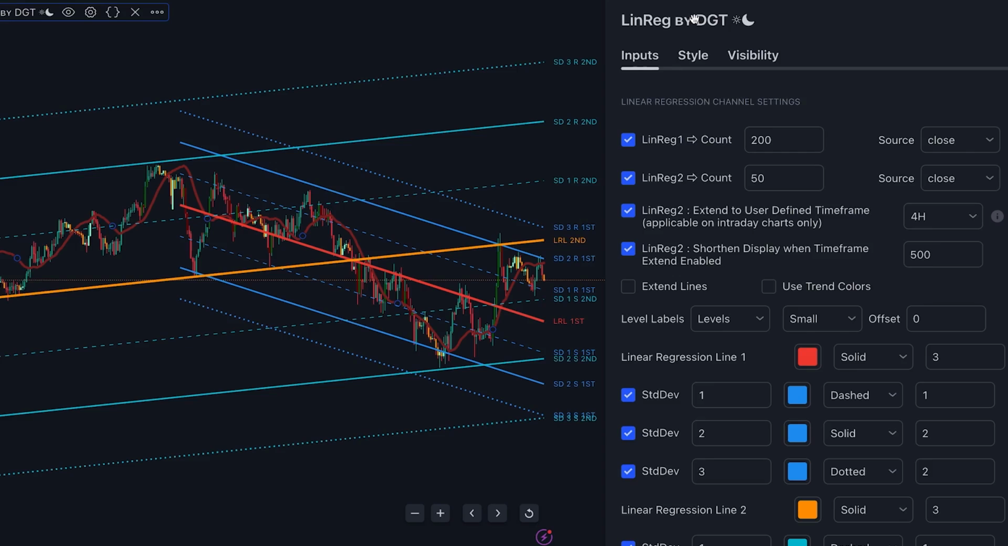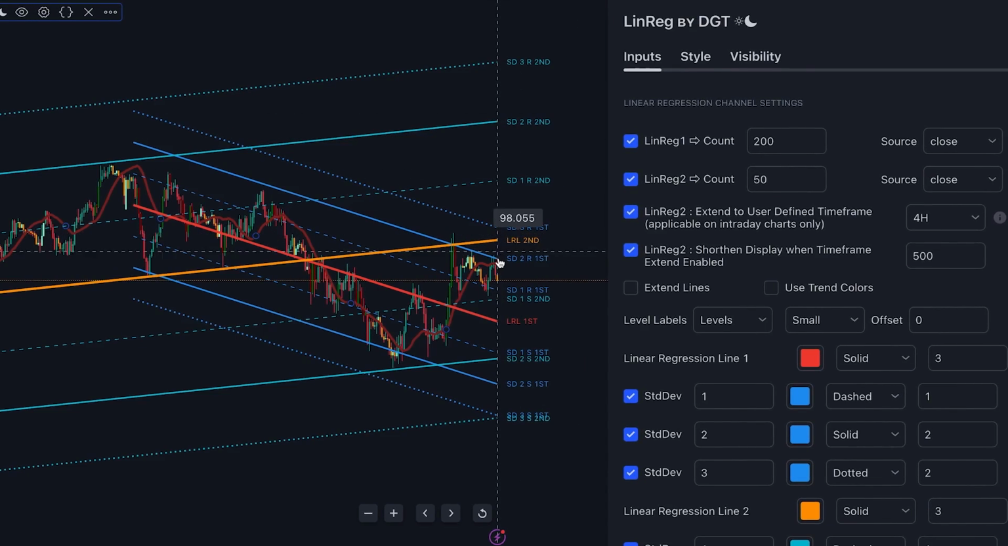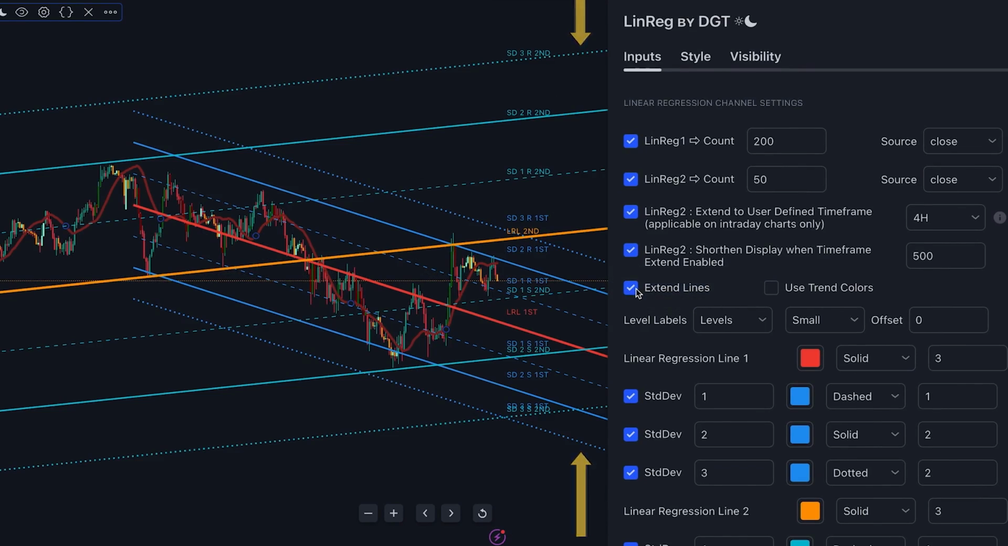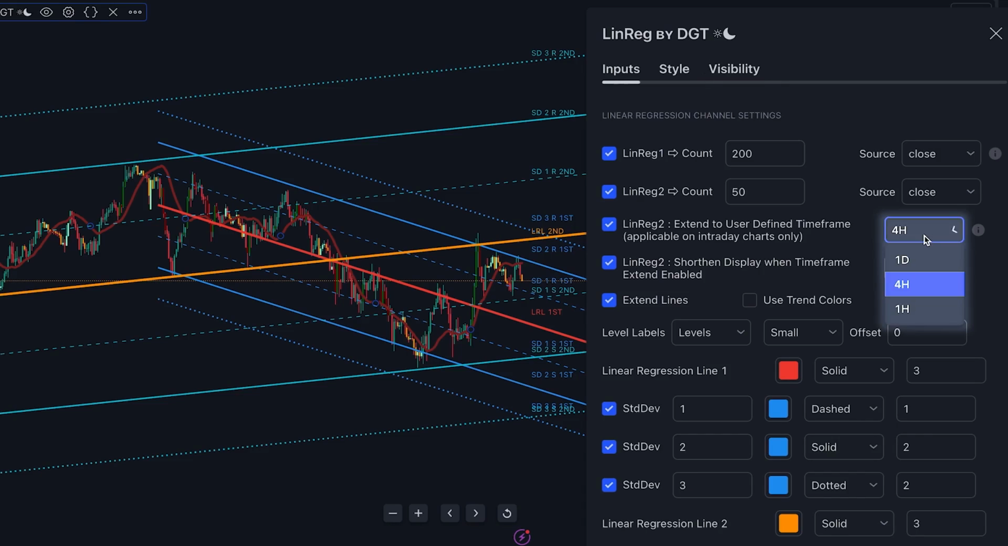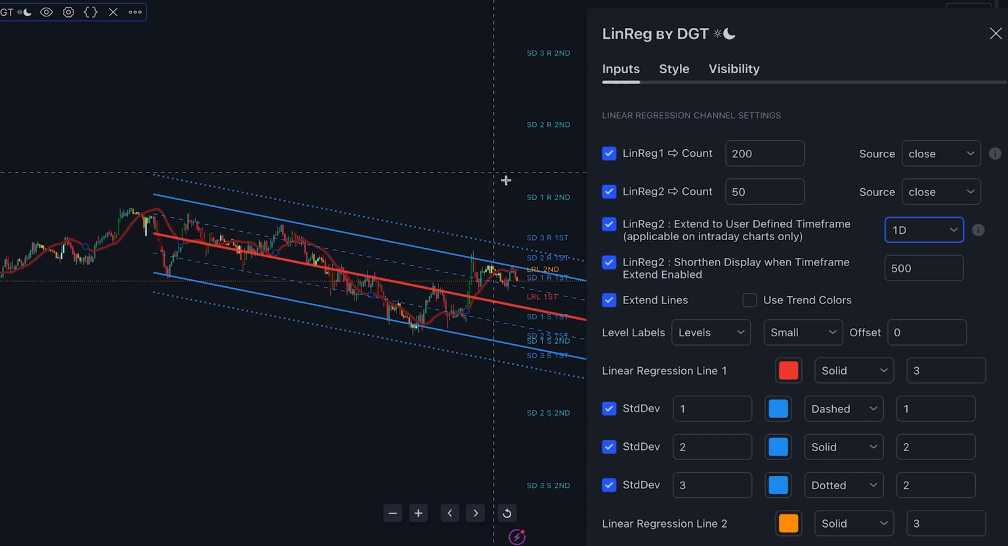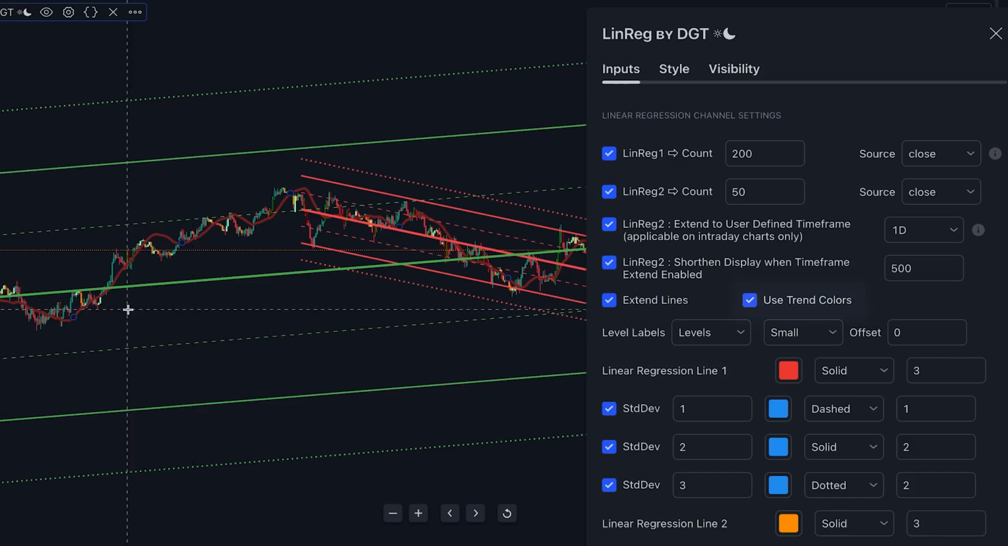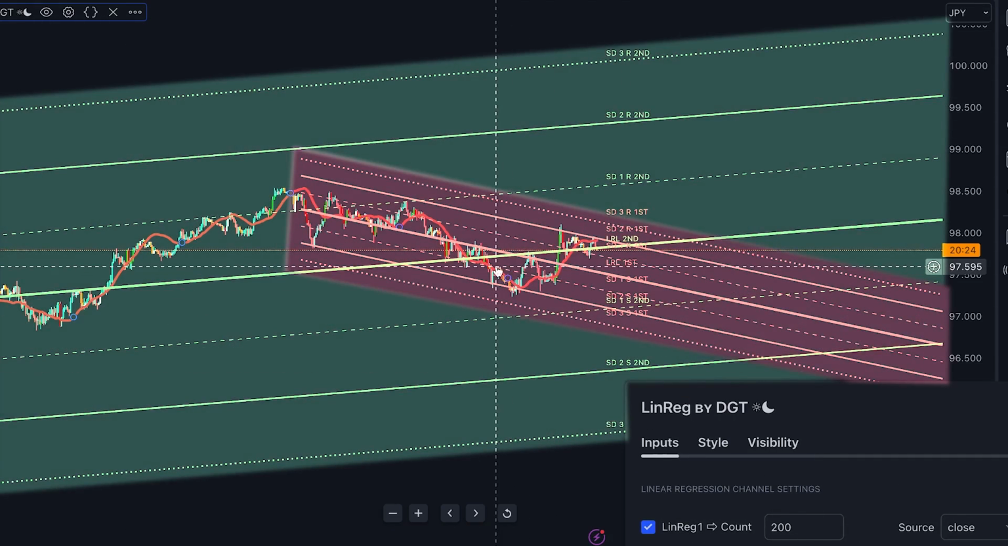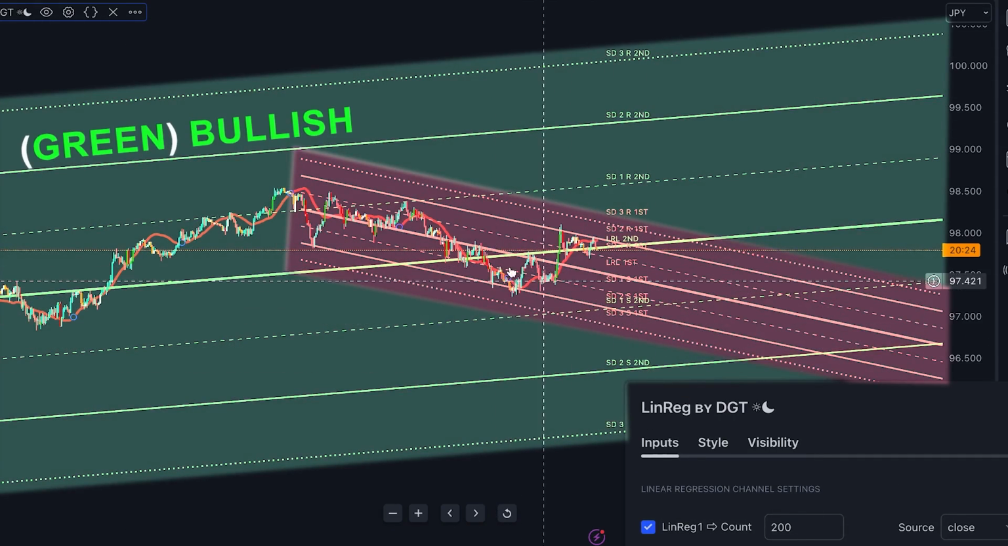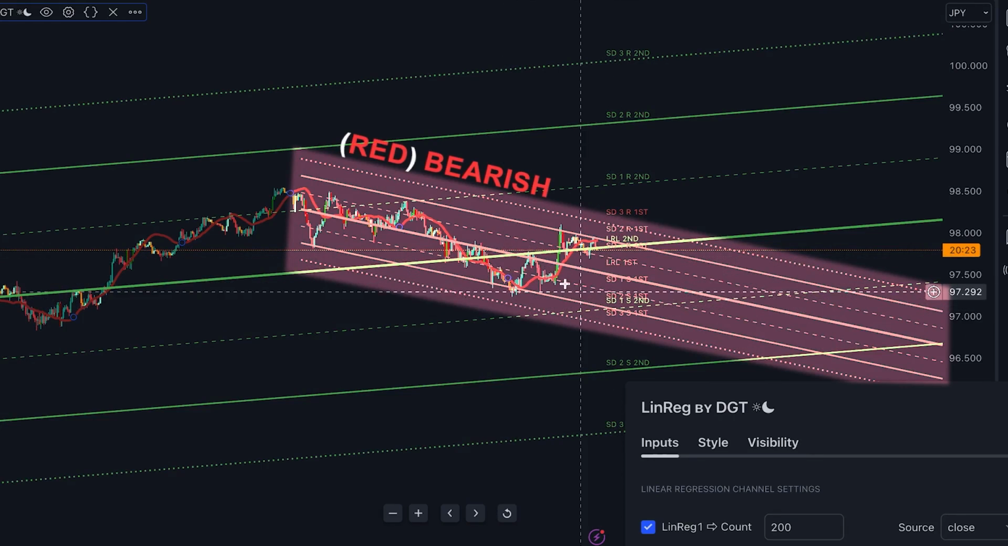First, we can see that the channel stops at the current candle. We want to enable Extend Line to have it plot beyond the current candle, allowing us to see projections. Next, let's increase this option to the daily for the second channel to be plotted based on the daily time frame. Next, we want to enable True Colors. This will color the channels based on the slope. So here we can see we have a bullish channel and an internal bearish channel.